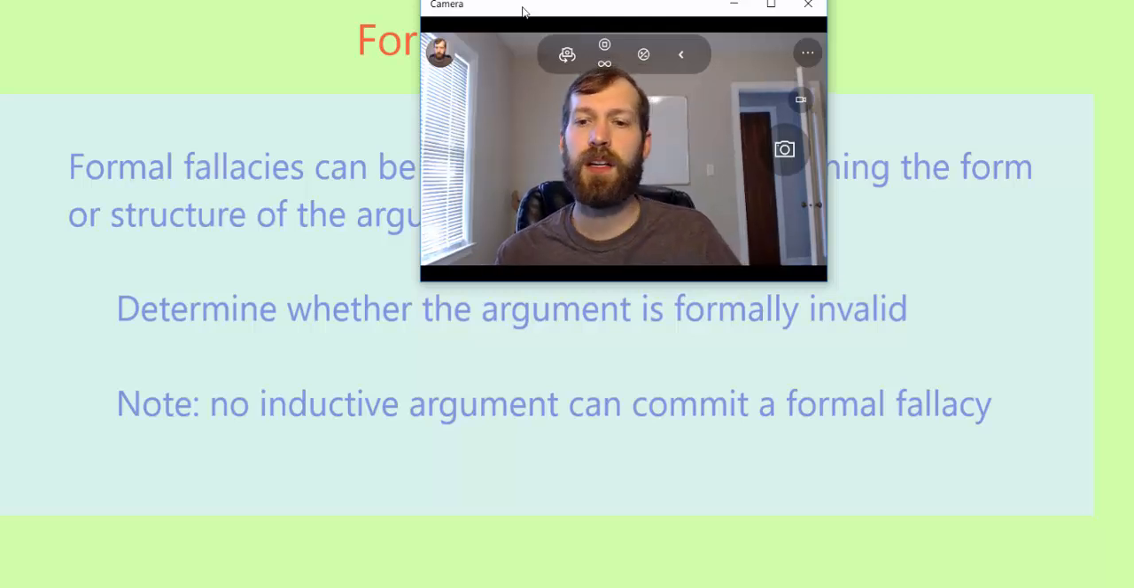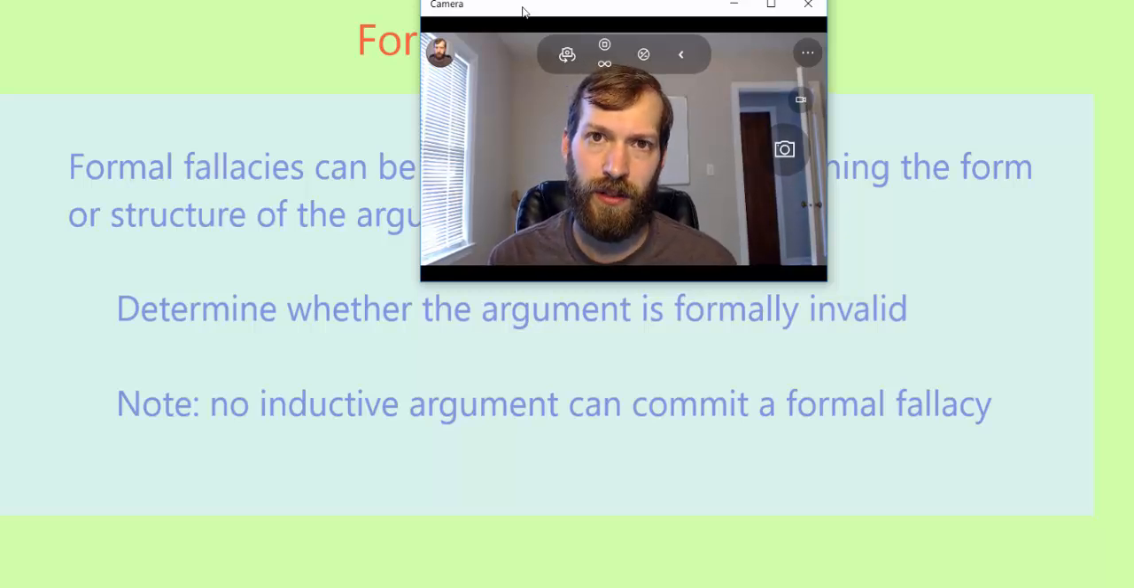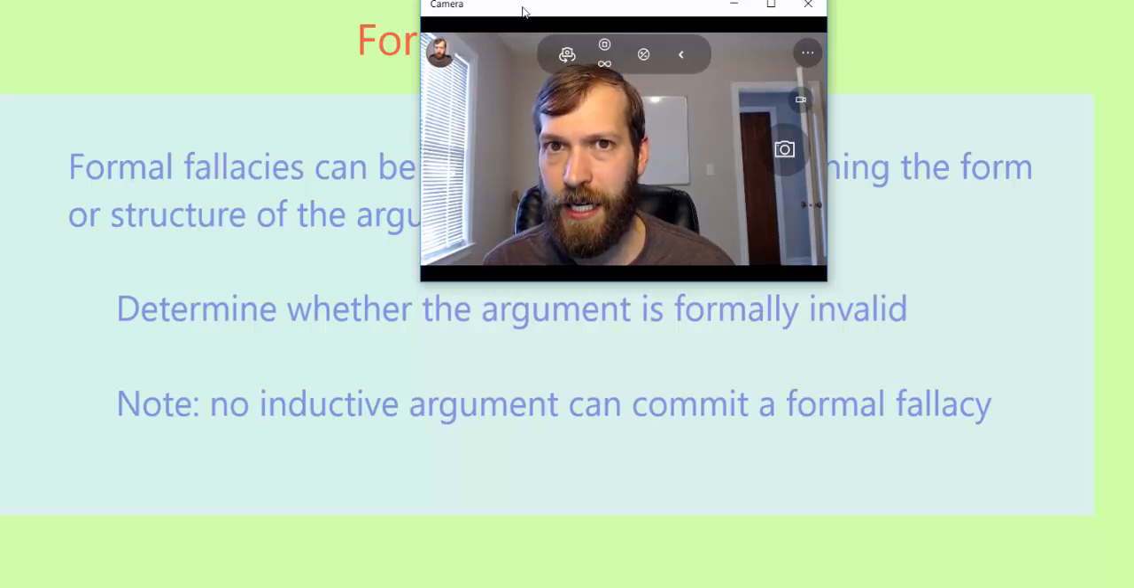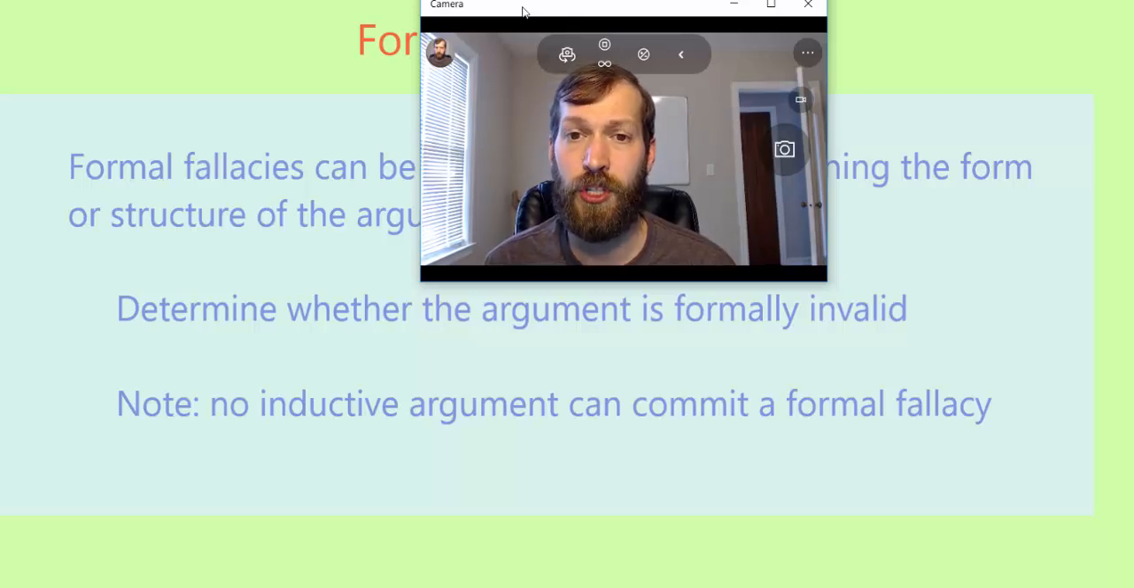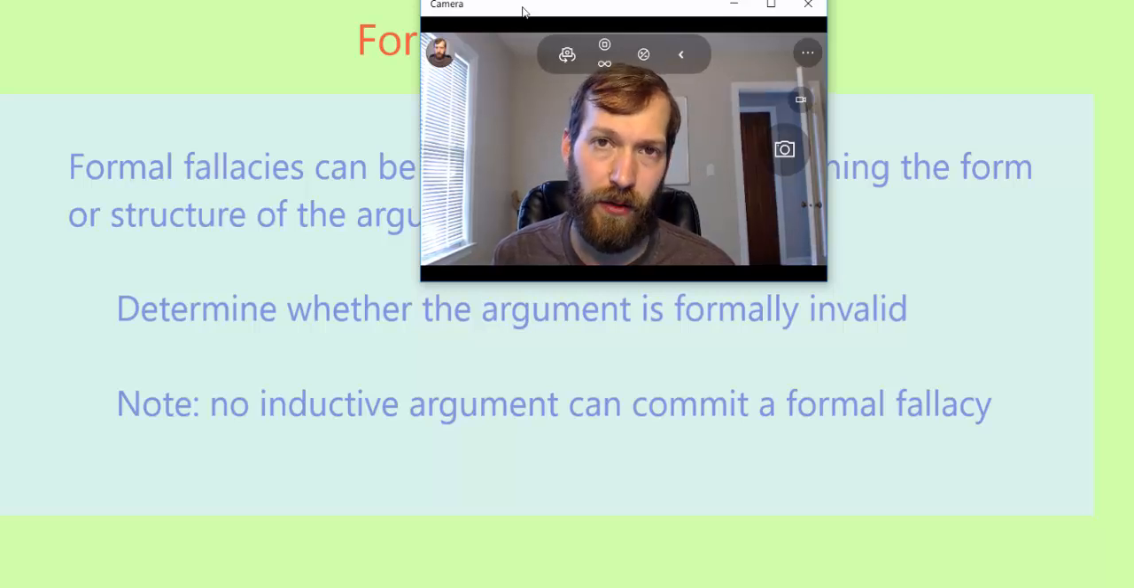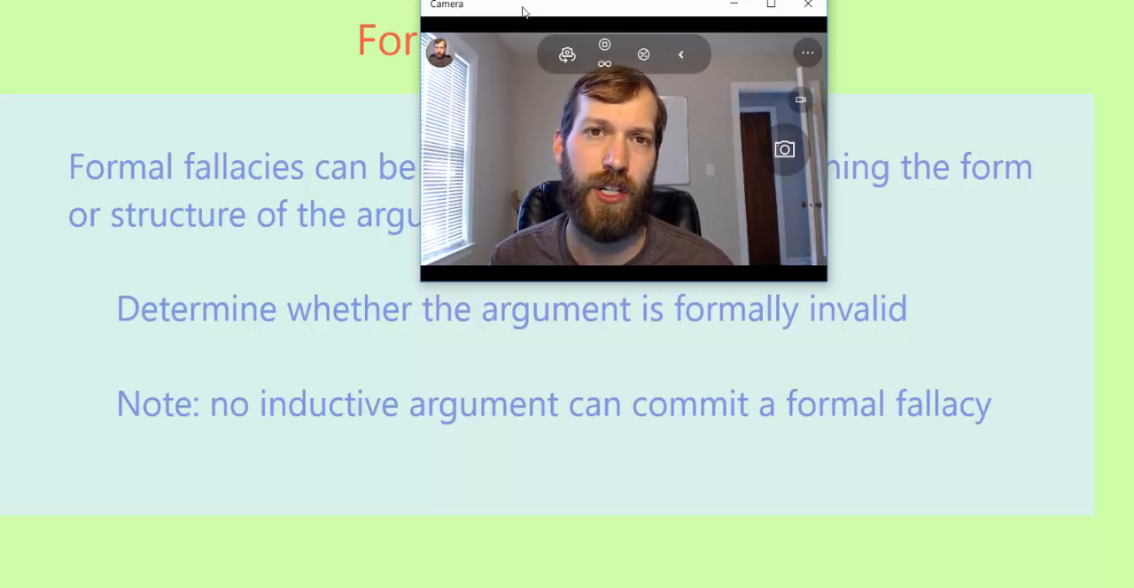And what that means, because only deductive arguments can be valid or invalid, is that no inductive argument can commit a formal fallacy, because inductive arguments don't operate solely as a matter of their form or structure. They operate on probabilistic reasoning, suggesting the truth of the conclusion, as opposed to trying to guarantee it, which we can do with the form. All right, let's take a look at another example of a formal fallacy, just to remind ourselves what that is.